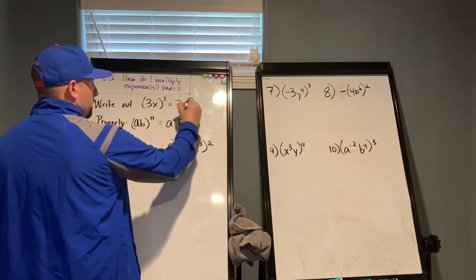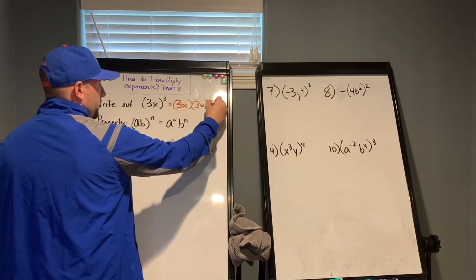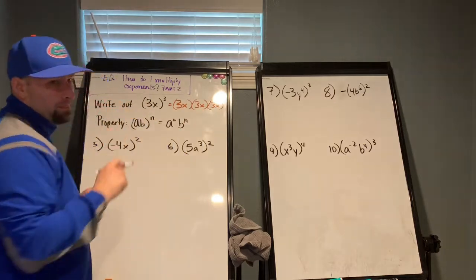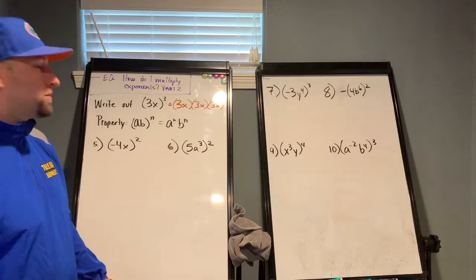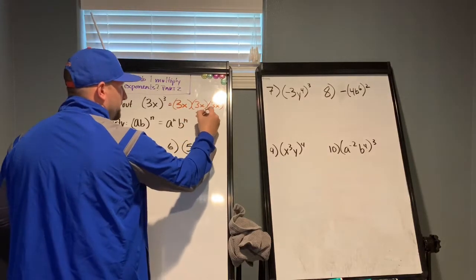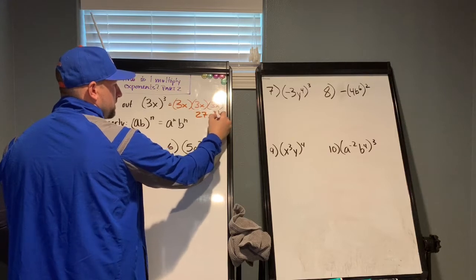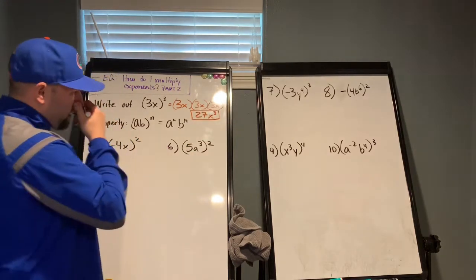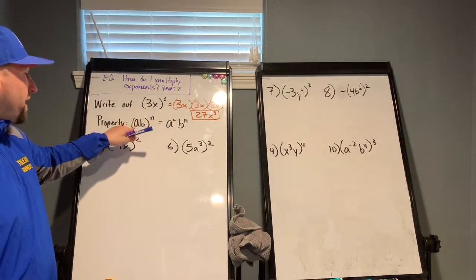Now we have 3x times 3x times 3x. When you do that, it's going to be 3 times 3 times 3, which is 9 times 3, which is 27. So it'd be 27. x times x times x is x cubed. So with that, you get the property: you're going to distribute that power to everything inside.